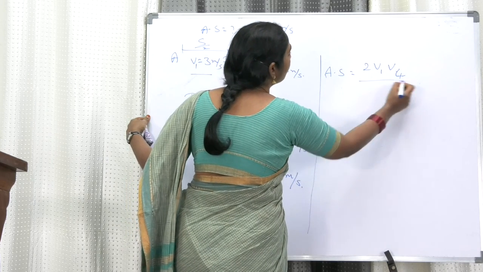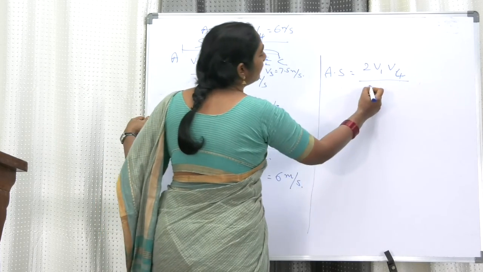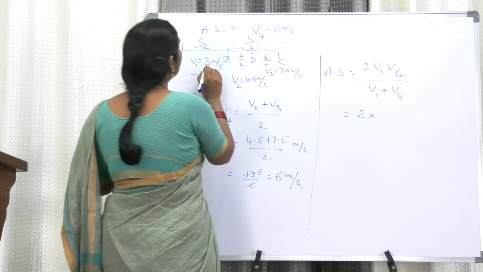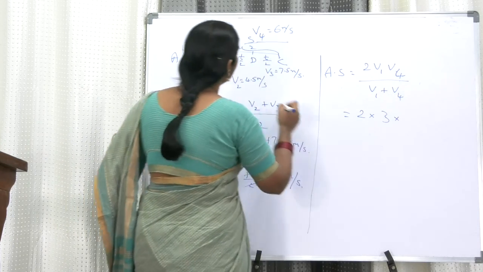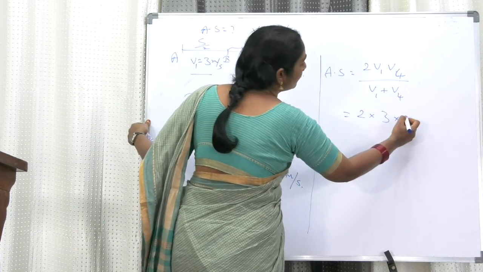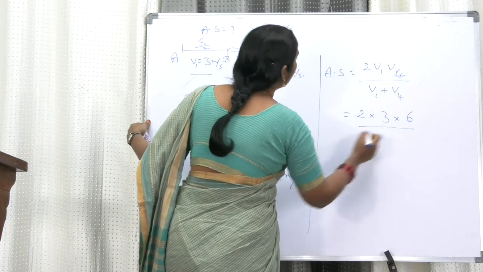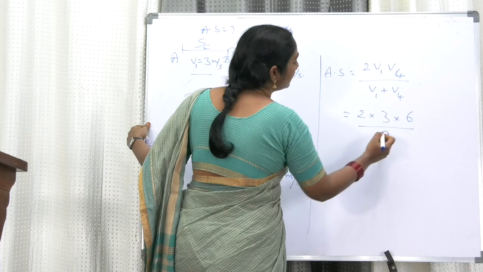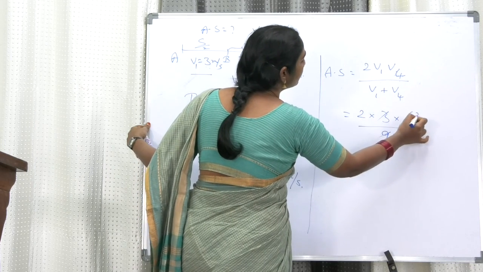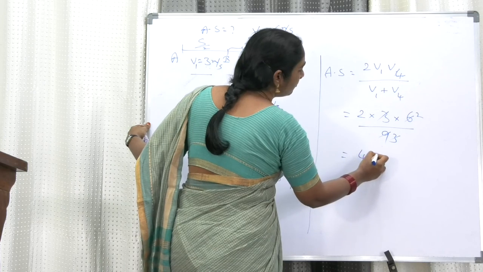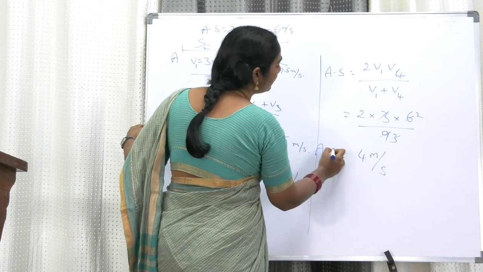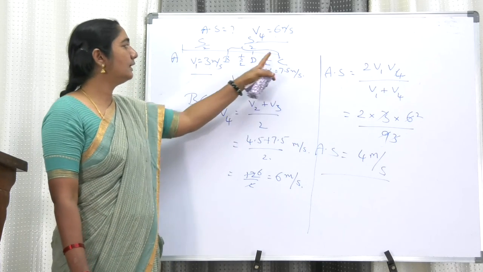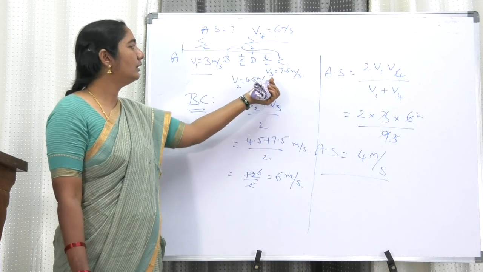In place of V2 I am now using V4, so 2 V1 V4 by V1 plus V4. That's equal to 2 into V1 is given to us, that is 3 meter per second, and V4 we just found out is 6, by 3 plus 6, that is 9. So 2 into 3 into 6 by 9 is 4 meter per second. So the average speed for the entire trip is 4 meter per second. I think now you understood. This case we have taken separately, so V2 and V3.